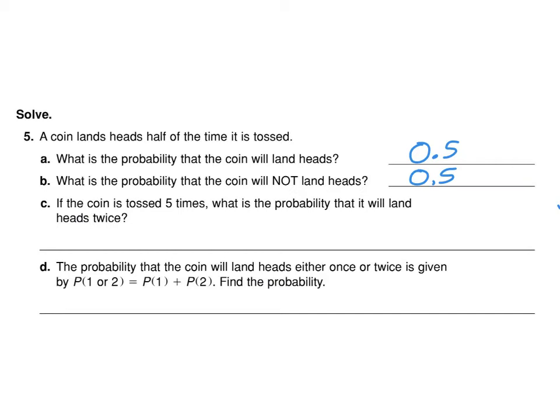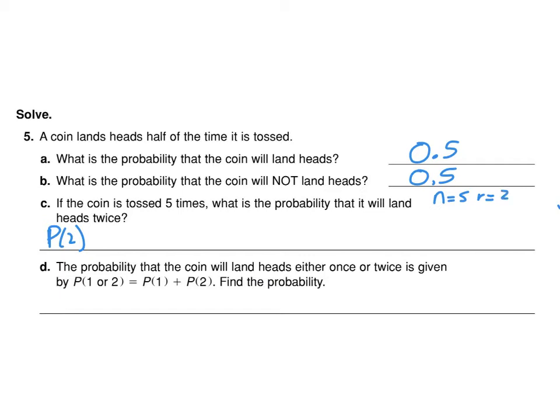Part C is where we start getting into the binomial probability. So if the coin is tossed 5 times, what is the probability that it will land heads twice? So we are trying to find P of 2. Okay, so that means n equals 5 and r equals 2. Oh goodness, that's terrible. I'm not doing another take though, so you're just going to have to suffer through my mistakes. I said n equals 5 here and r equals 2, right? And then we've got our probabilities up here, 0.5 and 0.5.